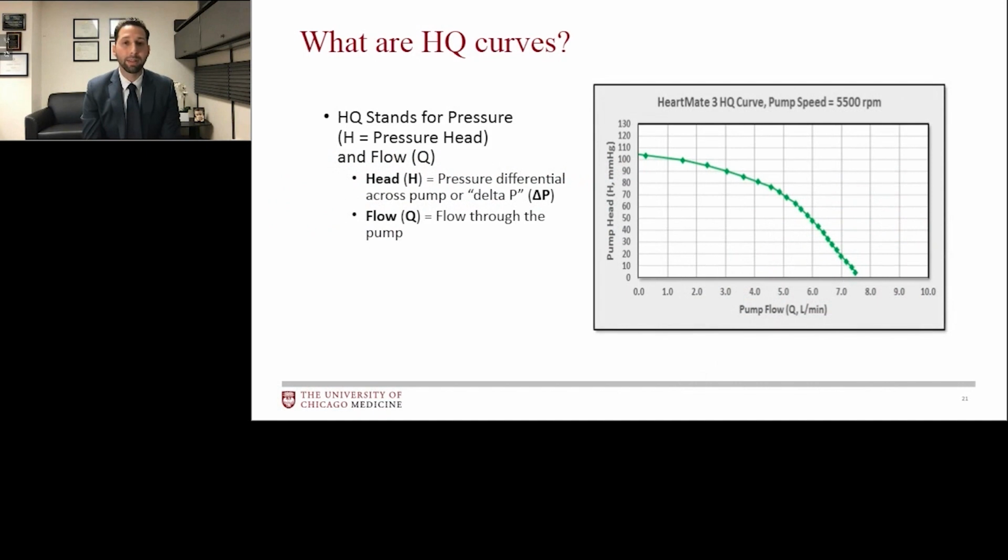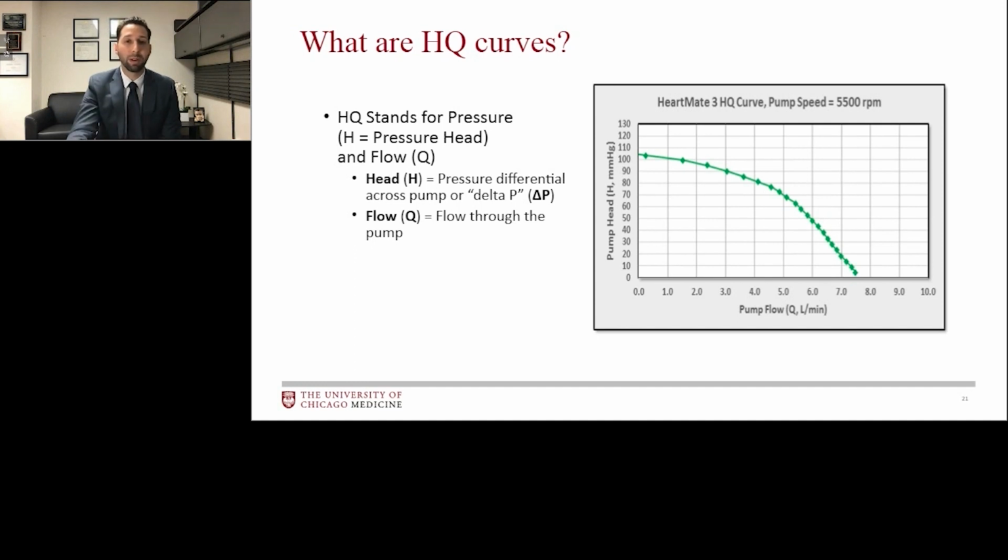And we can plot the flow response to a pressure gradient in what's called the HQ curve. Here, H on the y-axis stands for the pressure head. This is that same pressure gradient that I just defined, the pressure gradient across the LVAD. And Q is the engineering or electrical term for flow, and this is the flow through the LVAD.